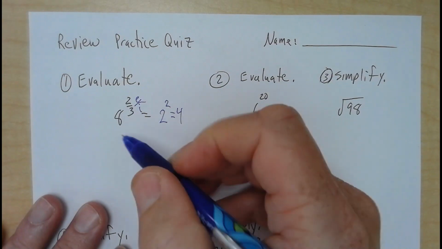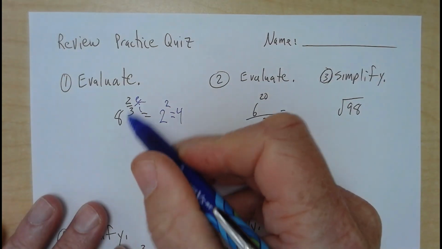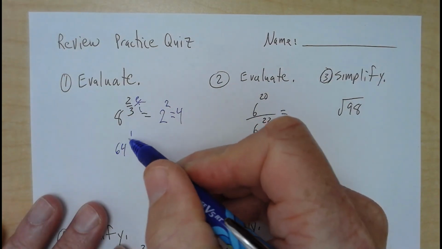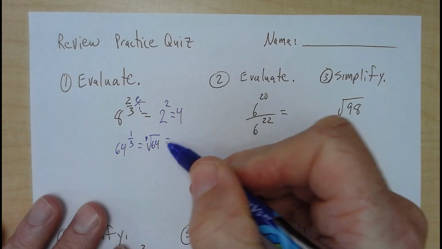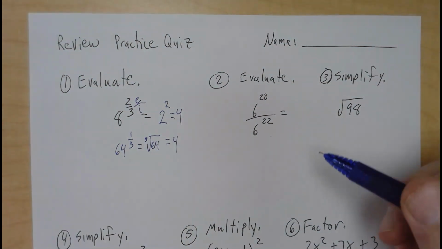Or you could square it first and get 64 and then do the 1/3 power, which means the same thing as take the cube root of 64, which is 4. You get the answer either way.